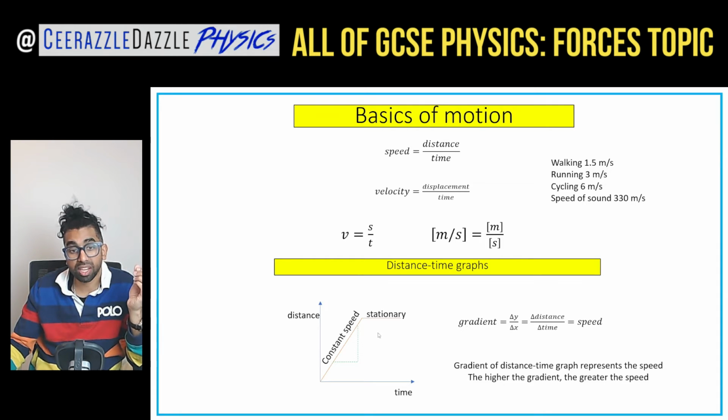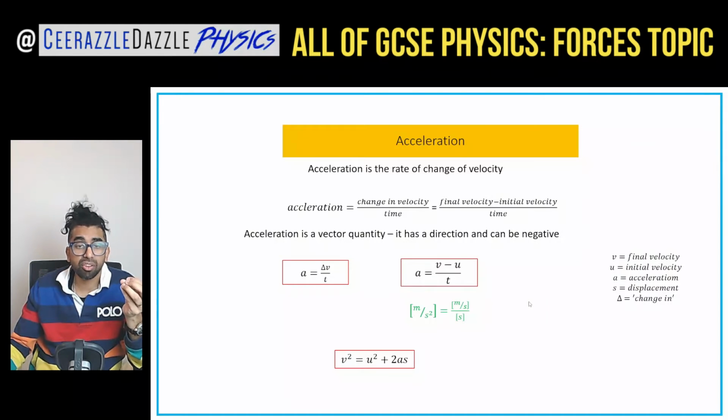If I wanted to work out the speed, it's simply going to be the gradient of the diagonal line because it's the change in y over the change in x. And don't forget, on the y-axis, you're changing distance divided by time taken. Distance divided by time is going to be the speed over here. So just summarizing that, the gradient of a distance time graph represents the speed, and the higher the gradient, the greater the speed. Acceleration is simply the rate of change of velocity.